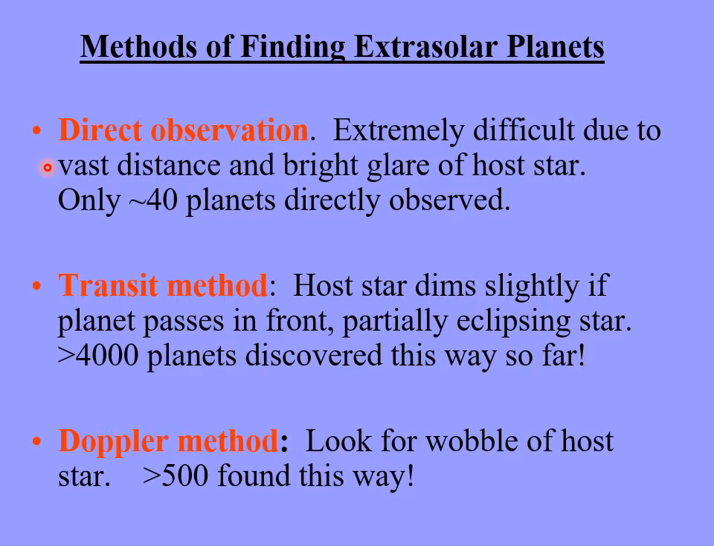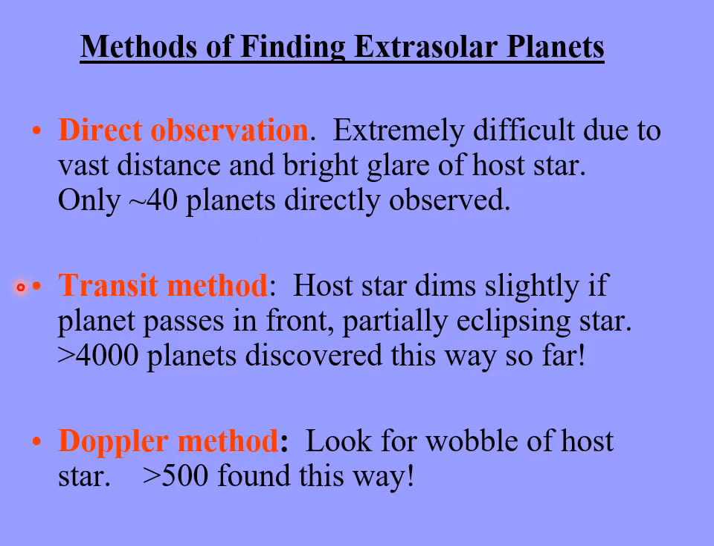So the problem is at that distance, the planets are very close to the star in the sky, and the bright glare of the host star almost always blinds the telescope to find these faint little planets that are orbiting it. However, we have had some success in finding extrasolar planets, and around 40 planets have been directly observed, and I'll be showing some of those to you shortly.